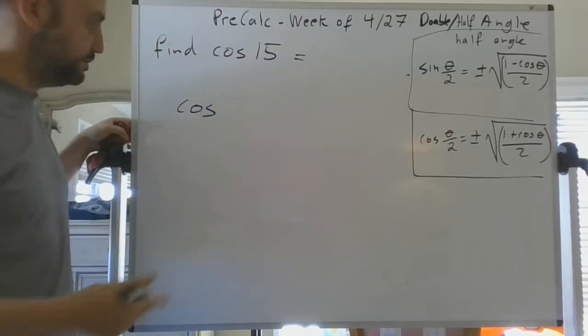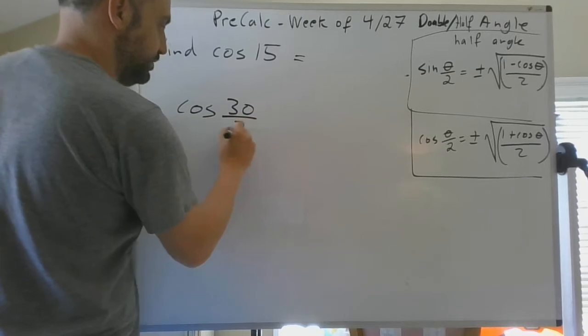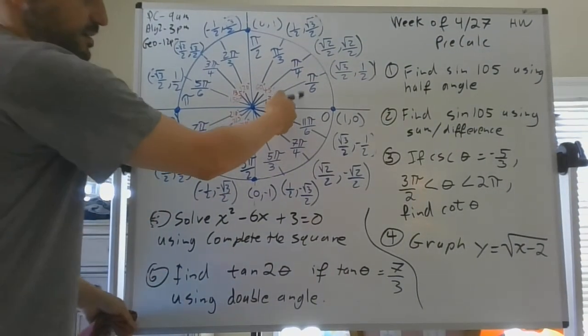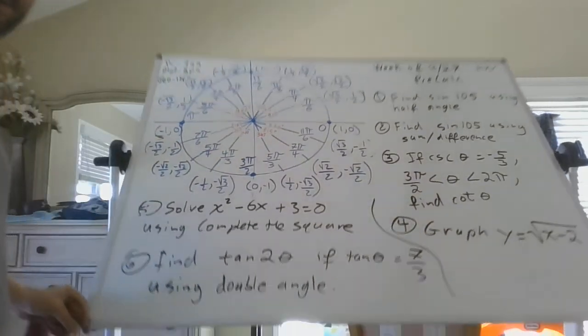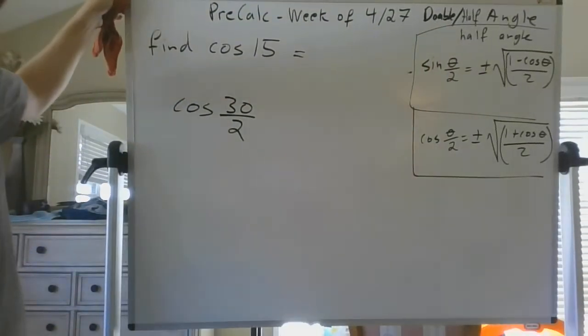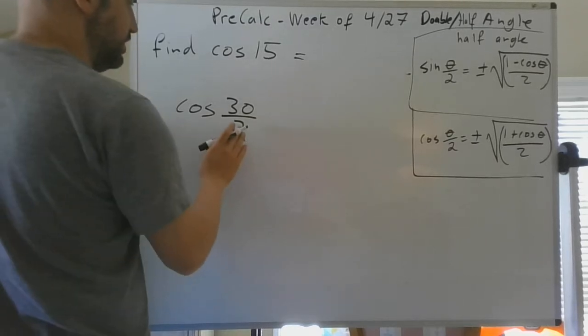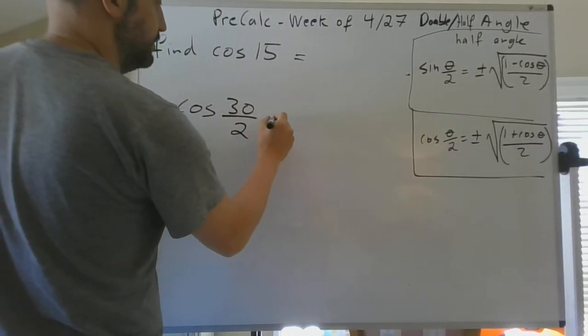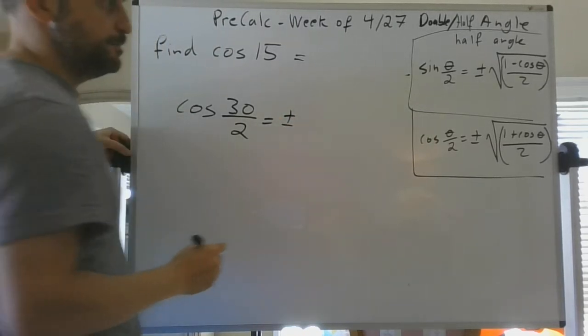So 15 is going to be 30 divided by 2. Now, the reason I'm doing that is if you look back here, you're not going to find 15 degrees. 15 degrees is not there. 30 is though, and we know 30 divided by 2 is 15. So we're going to do cosine of 30 divided by 2, yes, sorry. That equals plus or minus.